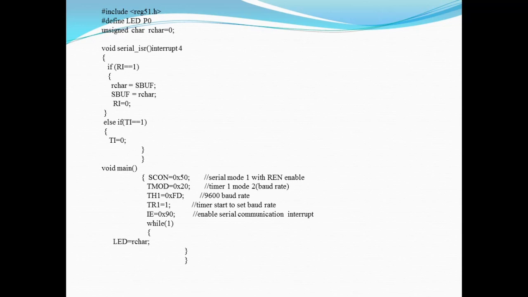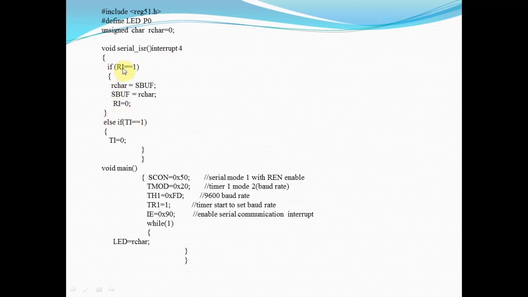The rchar is the received character which we are receiving from the UART window. Now the next part is the interrupt service routine. This entire part is the interrupt service routine, and here we have given the interrupt number 4, as I have shown you in the table. So serial_ISR is the name of the interrupt service routine, which you can change, but this interrupt number you cannot change. So you have to write it like void serial_ISR interrupt 4. Then you have to check for RI and for TI also, so I have to use an if else statement here.